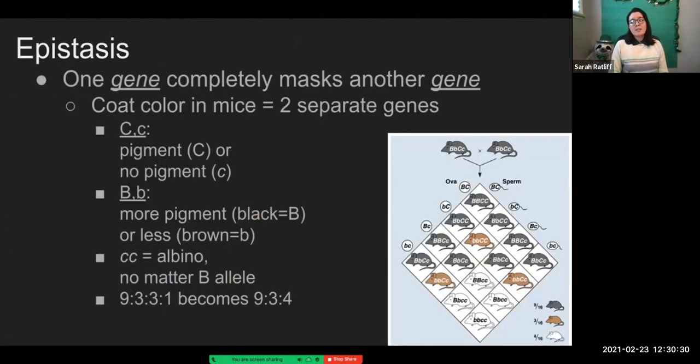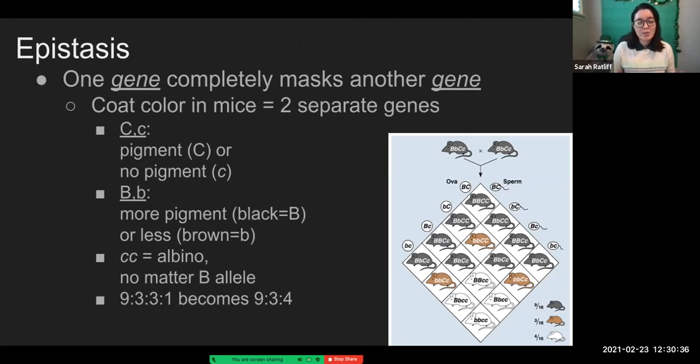All right, epistasis. This one is super complicated, so try to stay with me. We're going to look at two different examples. First one up is mice. So coat color in mice is an example of something called epistasis. Epistasis is one gene completely masking another gene.